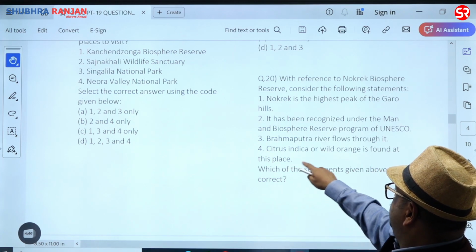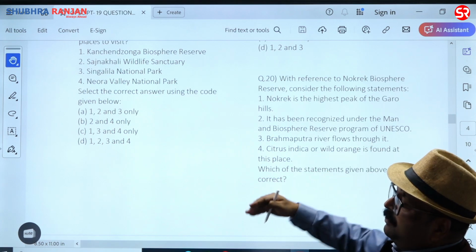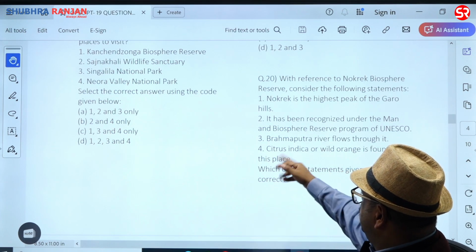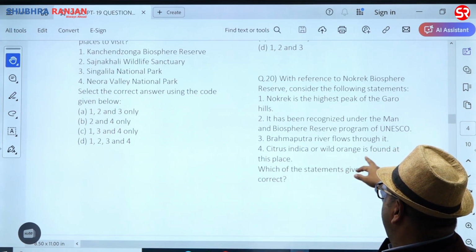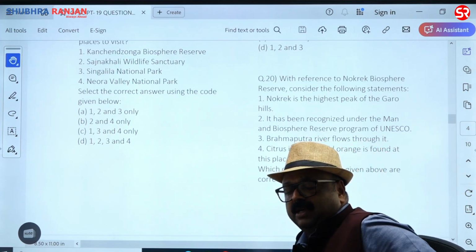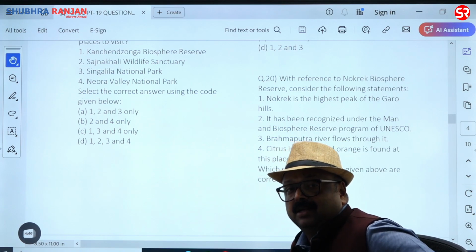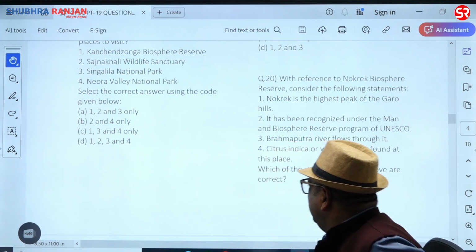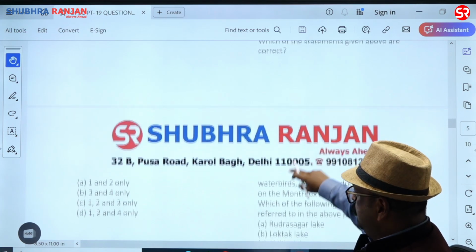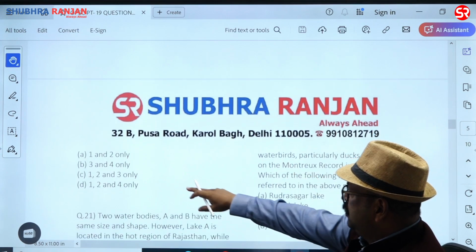And then the Brahmaputra River flows through it. No, the Brahmaputra is flowing north of the Meghalaya Plateau. So 3 is wrong. Citrus indica or wild orange is found at this place. Citrus indica is a famous wild orange variety. So 1, 2 and 4 are correct. 3 is wrong. 1, 2 and 4 has been given in option D.